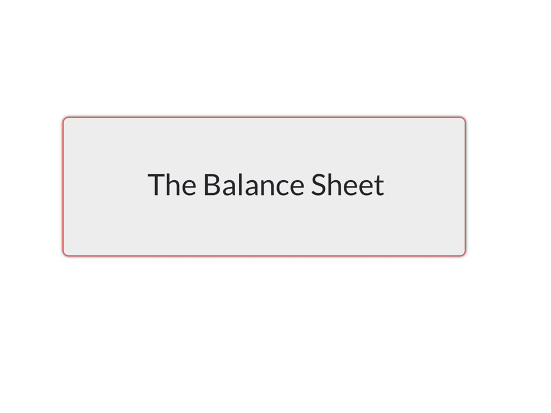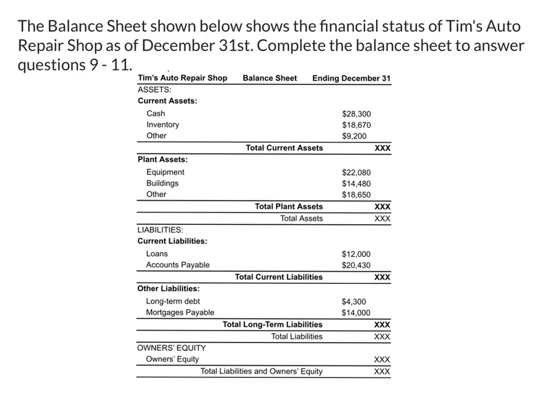The balance sheet. A balance sheet provides a summary of income and expenses at one point in time, such as the last day of the month or the last day of the year. In this video, we're going to look at a sample balance sheet and find specific values within the balance sheet. The balance sheet shown below shows the financial status of Tim's Auto Repair Shop as of December 31st.